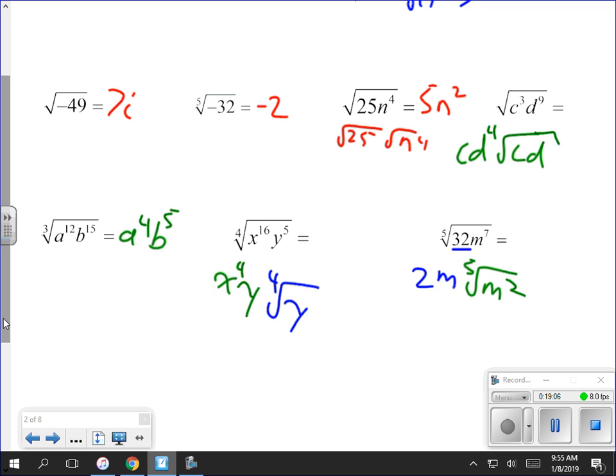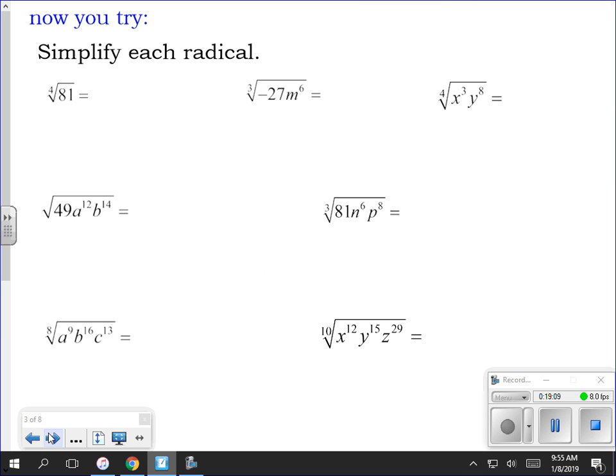I think that's fairly straightforward. Your turn, do those. And yes, the last couple of problems look daunting, or actually down here at the end, there's more terms than I've done. Not a big deal, just do them one at a time. Okay, so let's do these.